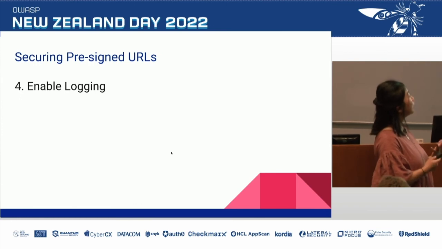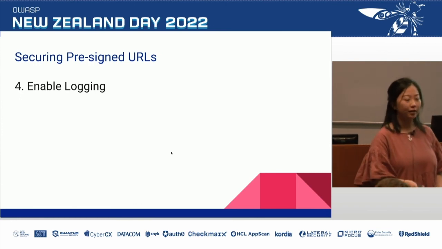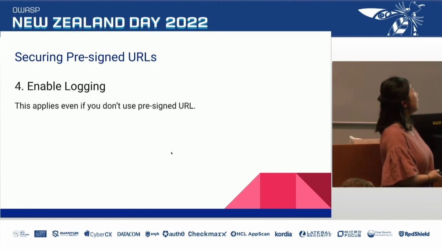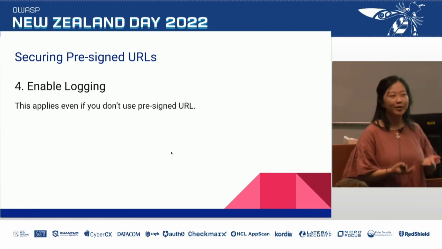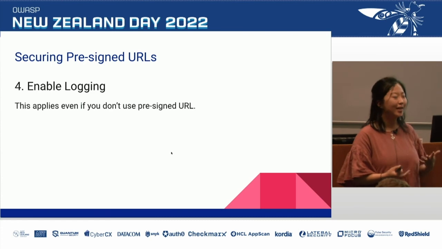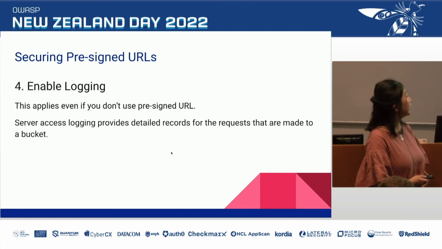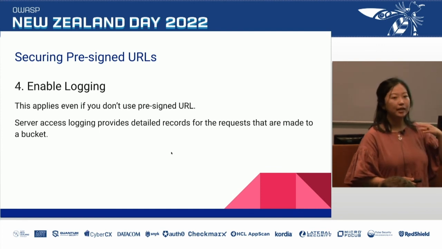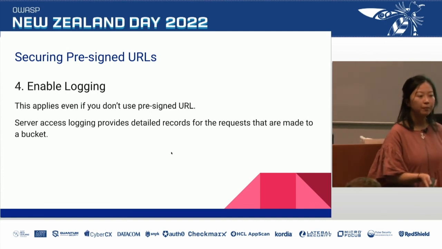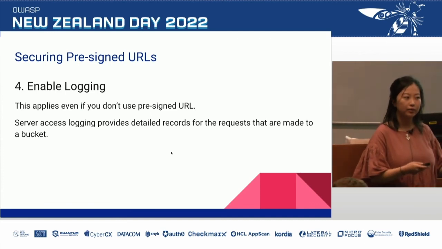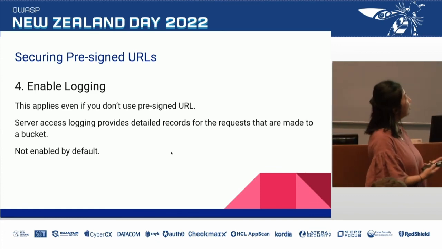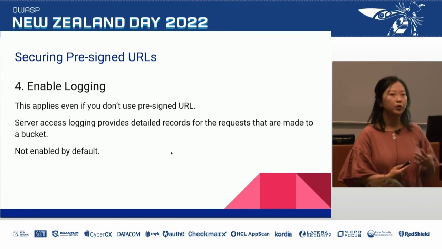And finally, we want to make sure you're enabling logging on your S3 instances. And this is generic advice because it still applies if you're not using these URLs. But it's particularly helpful because this way you can actually see if these URLs are being misused on the S3 bucket, or if people are using them excessively or in ways not intended. Logging is somehow not enabled by default, I believe. So definitely make sure you go in and check that.